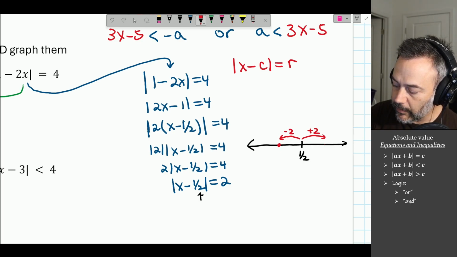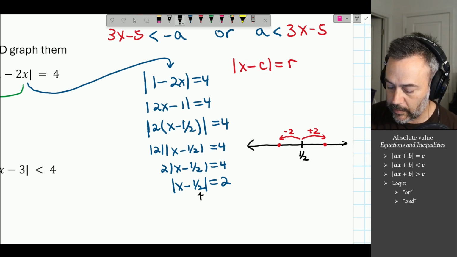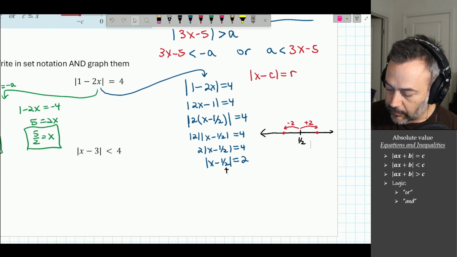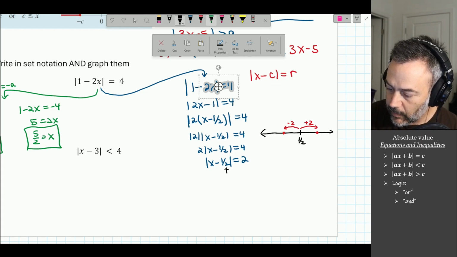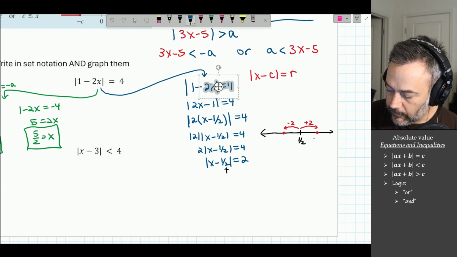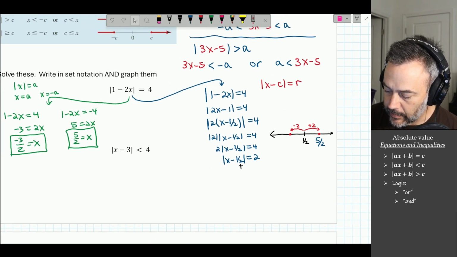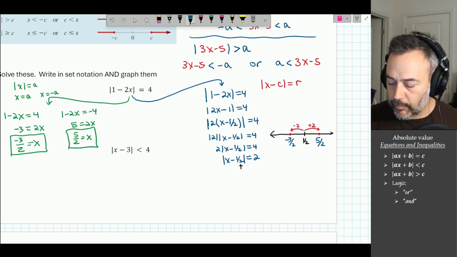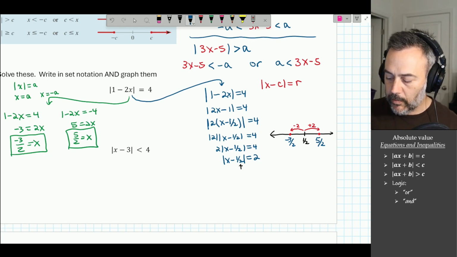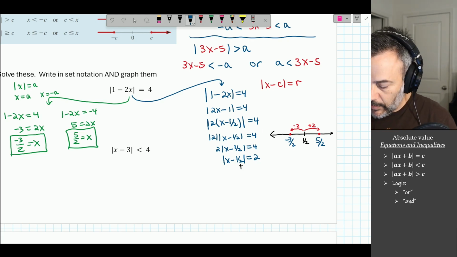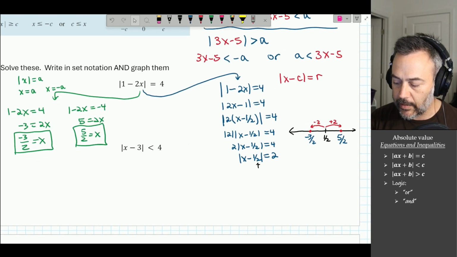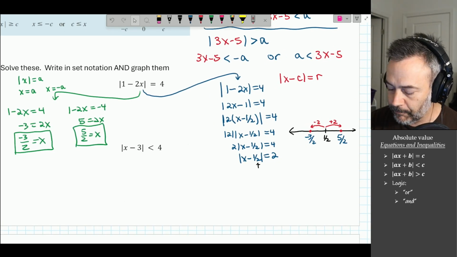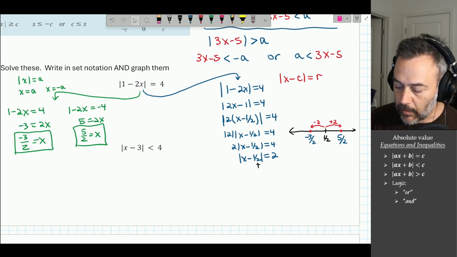And you get a point here and a point here, and those points will be exactly what we had here. It's 5/2 and -3/2. 1/2 plus 2 is 5/2, and 1/2 minus 2 is -3/2. So we get the exact same answers as the algebraic approach. Okay.